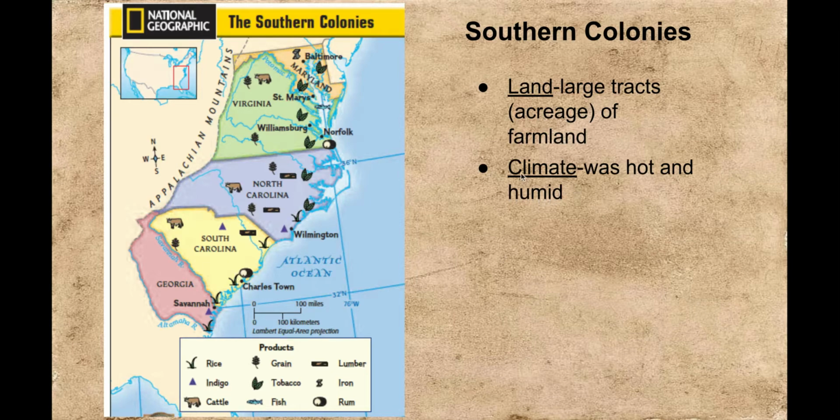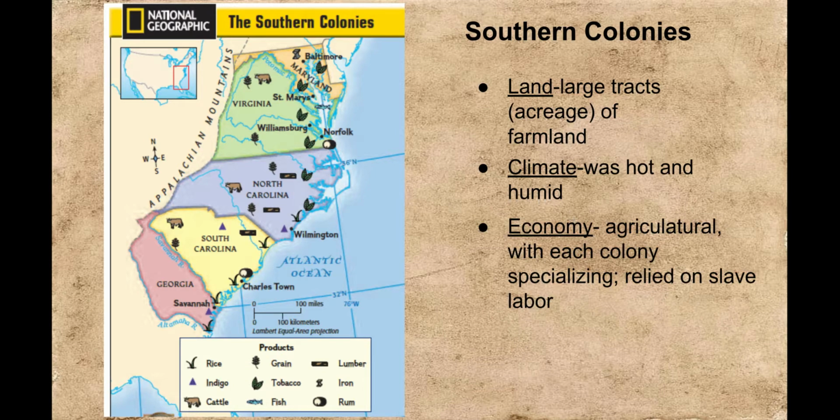Now, the climate here is ideal for farming, being very hot and very humid, with incredibly long growing seasons. In some of the more southern colonies, those growing seasons can extend even into their winter months. So when it came to this economy, what we see is a very heavily agricultural economy, oftentimes with specialization, meaning they focus on specific crops. But a big negative is that they relied heavily on slave labor.